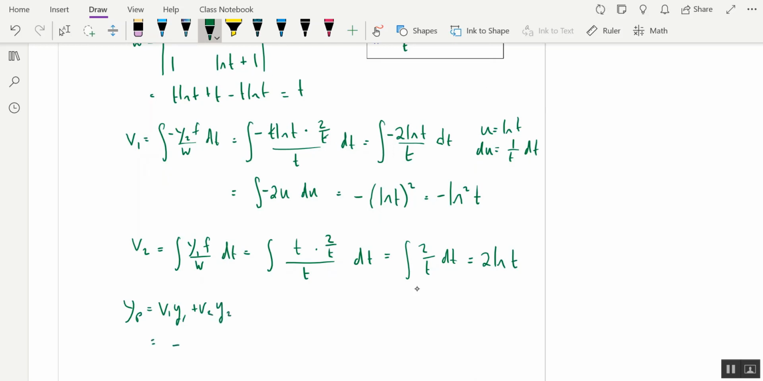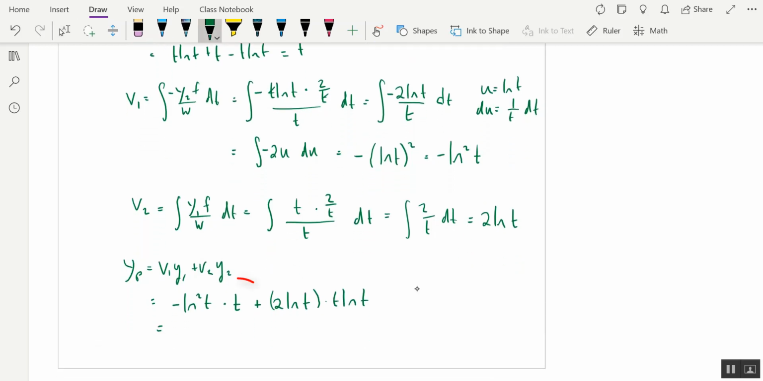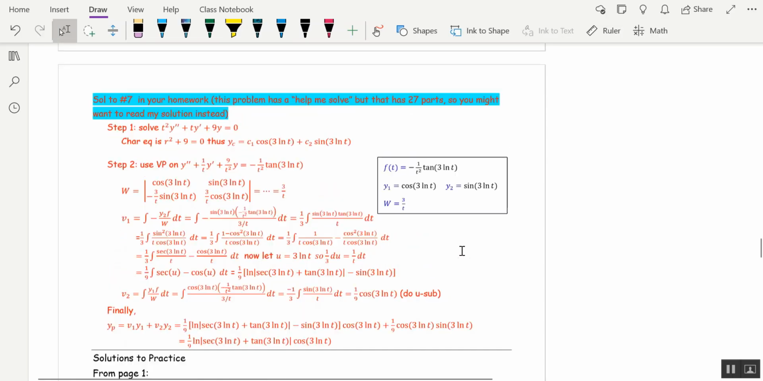Then yp is v1 y1 plus v2 y2. Okay, v1 was negative ln squared t. y1 was t. And then plus v2, which is 2 ln t, times y2, which is t ln t. So this is, I'm going to put this t in front, negative t ln squared t plus, we've got an ln t times an ln t, and I'm going to take this t and put it after the 2 ln squared t. So I end up with a single t ln squared t. All right, and that is the end of this lecture.